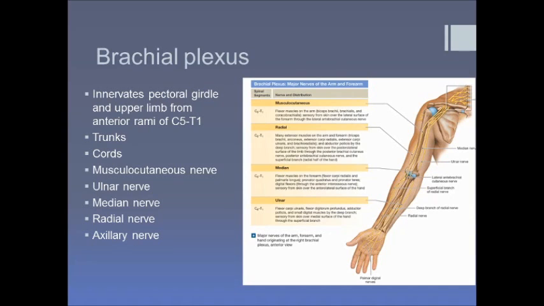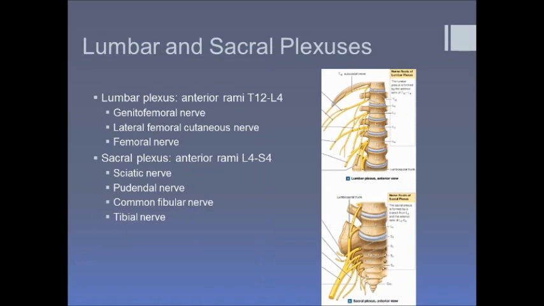and axillary nerve. We also have the lumbar plexus, which is composed of anterior rami from T12 to L4. Some of the major nerves there are the genitofemoral nerve, lateral femoral cutaneous nerve, and the femoral nerve. The sacral plexus is composed of the anterior rami of L4 through S4. And the main nerves there are sciatic nerve, pudendal nerve, common fibular nerve, and tibial nerve.